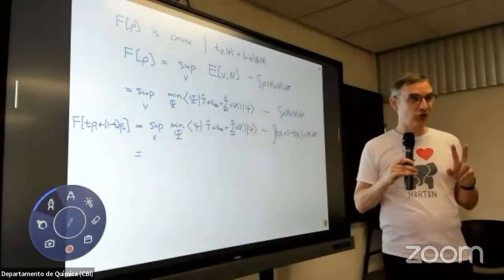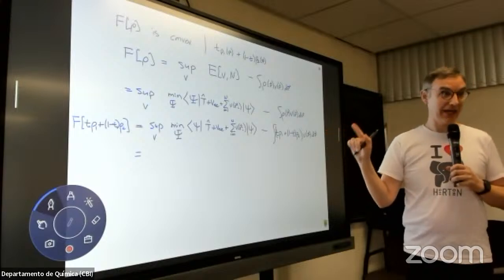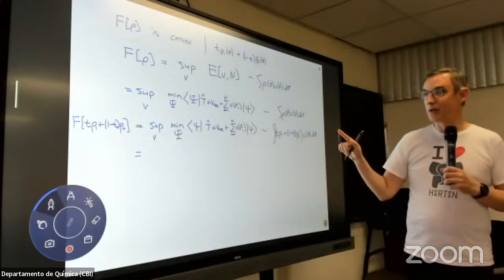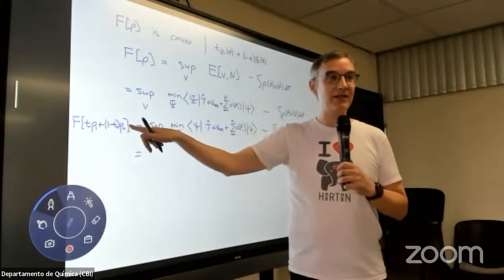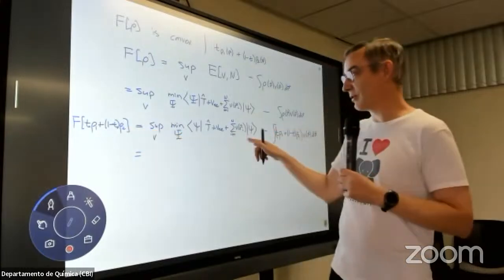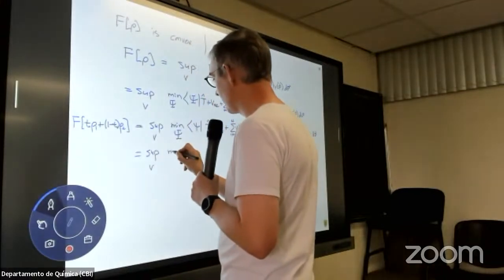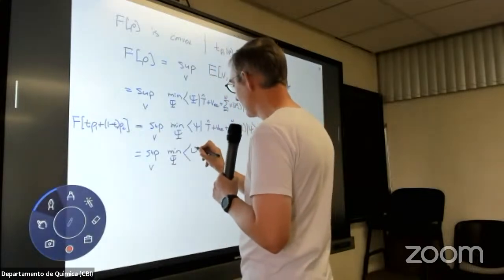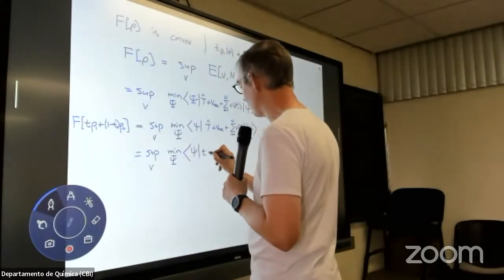Now, in general, I don't know exactly how to deal with this, but I'm going to play a game, okay? And the game I'm going to play is I'm going to break this into two pieces because I know that on the other side, I need something that looks like t f of rho 1 plus 1 minus t f of rho 2, right? So I know I need two pieces. I'm going to do supremum over V, minimum over psi, and I'll break it in two steps.